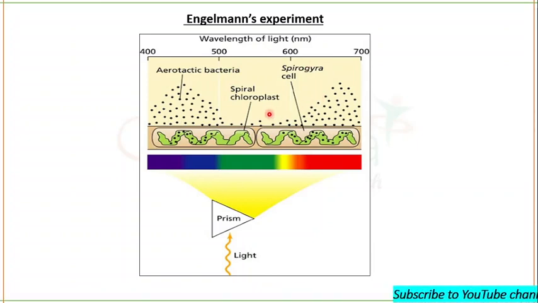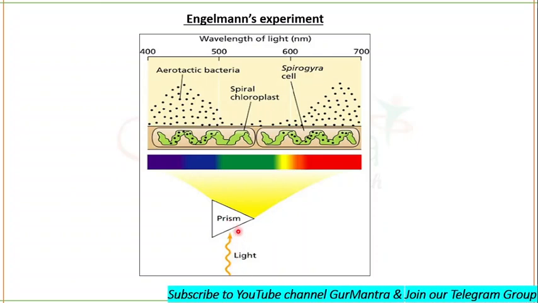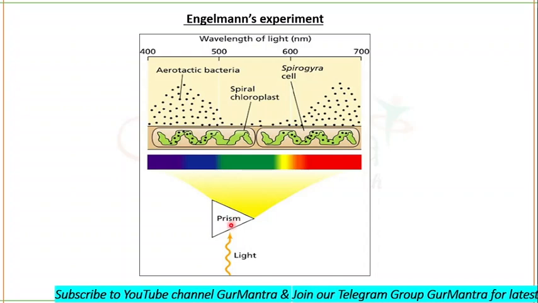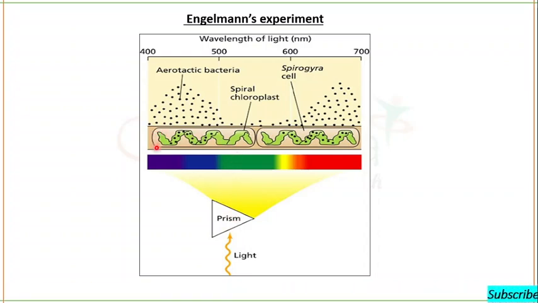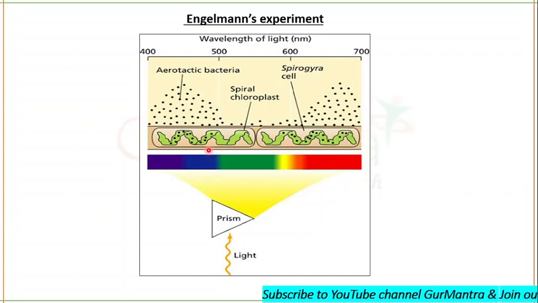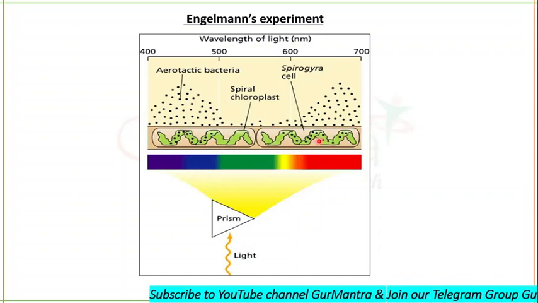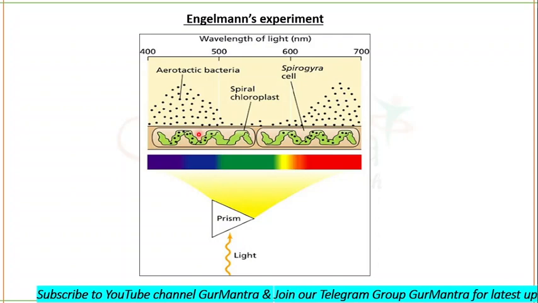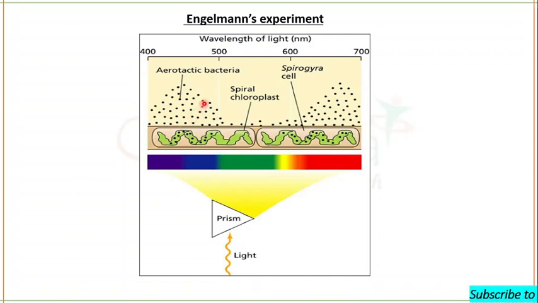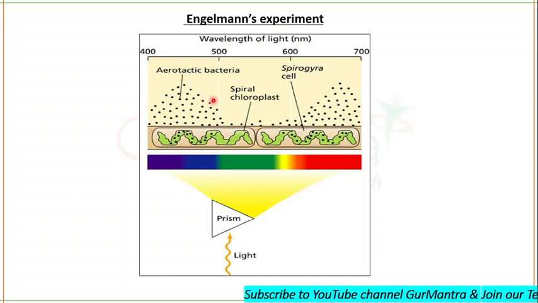To prove this, he took a prism and passed a beam of light through it, and kept a spirogyra, which is a filamentous alga. It illuminates the different segments of this particular alga. And then he also used aerobic bacteria.